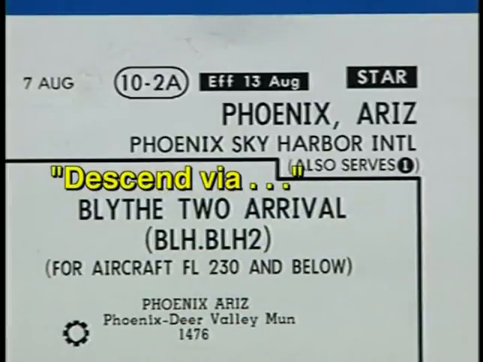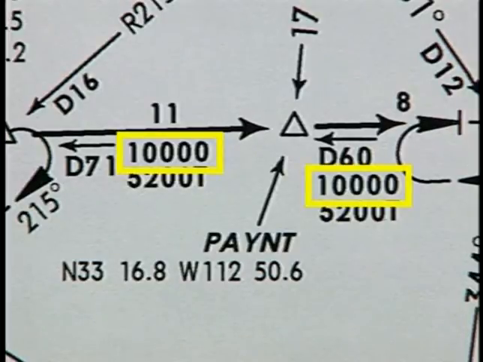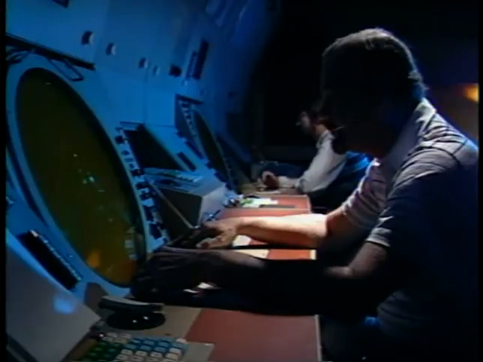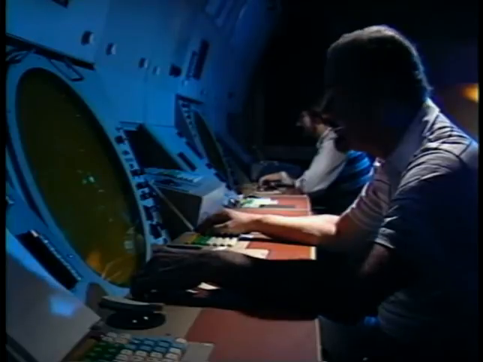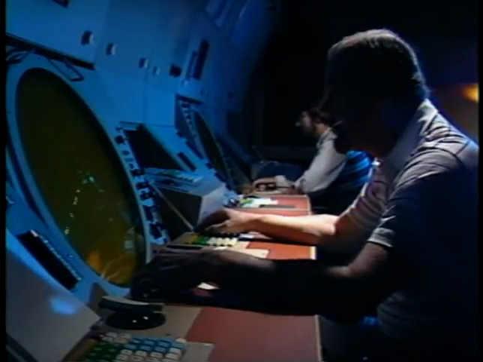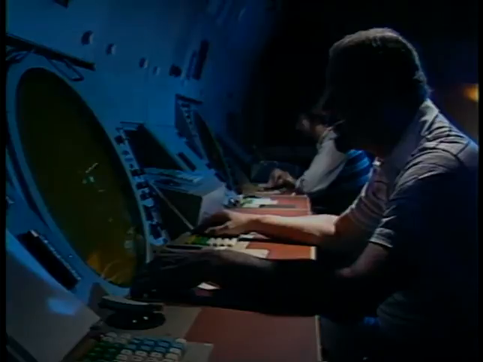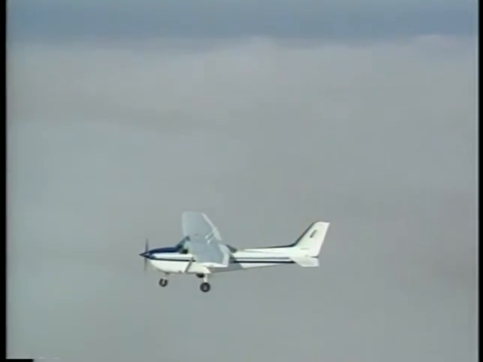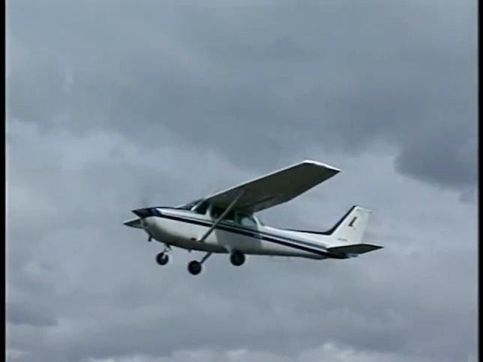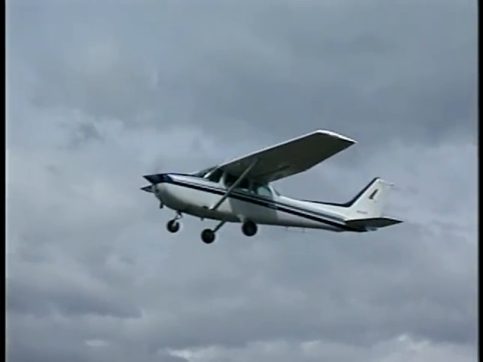A descend via clearance simply instructs you to follow the altitudes published on the STAR. If you were instructed to descend via the Blythe 2 arrival, you would be expected to stay above the MEAs published on this chart. If ATC amends your route or altitude to something different than what is published on the STAR, it effectively cancels the procedure and places you on radar vectors. Arrival procedures make the transition from en route to approach an easy and orderly procedure for both you and ATC.